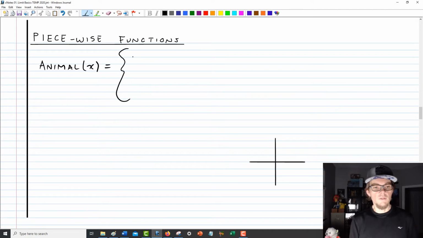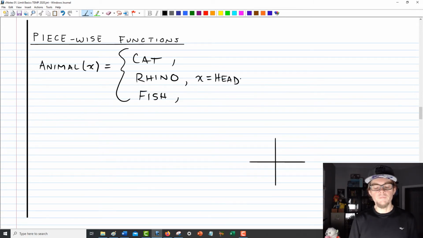So give me 3 animals. Let's go a cat. Let's go a rhino. And let's go with a, I've drawn turtles already, let's go with a fish. So what we're going to do here is define a piecewise function. We're going to say that it's going to be a rhino when x is equal to head. Let's say that it's going to be fish when x equals tail.